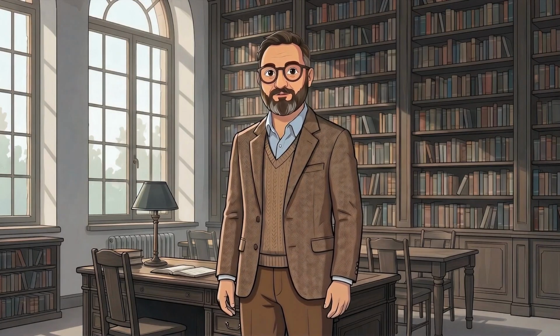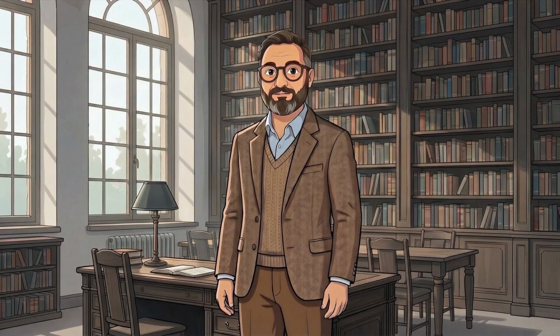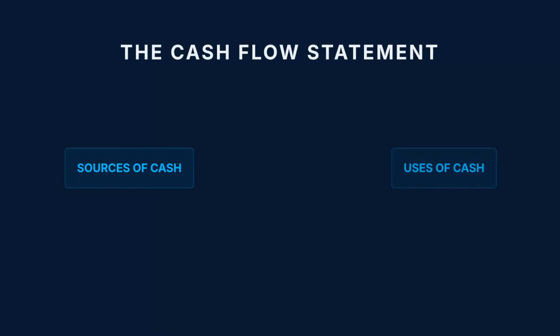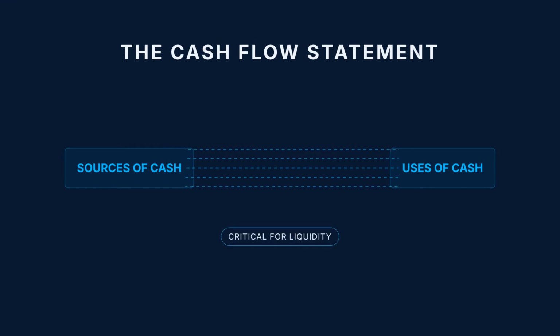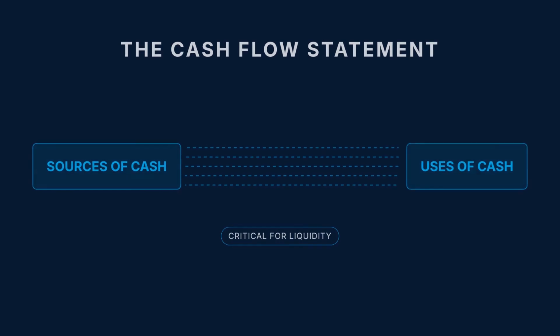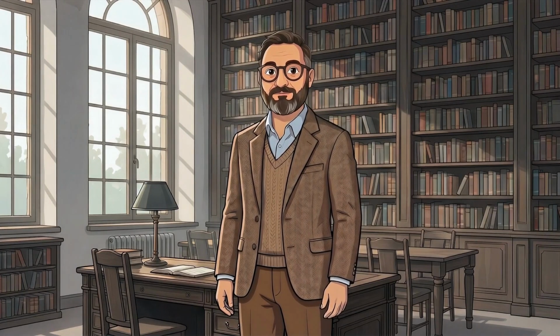Finally, we have the cash flow statement. This report acts as the bridge, combining information from the first two statements to focus entirely on the movement of actual cash. It tracks where cash is coming from and where it is going. This is critical for understanding liquidity, whether the business has the cash on hand to pay its bills today and invest for tomorrow. Together, these three reports provide a holistic view of a company's health.